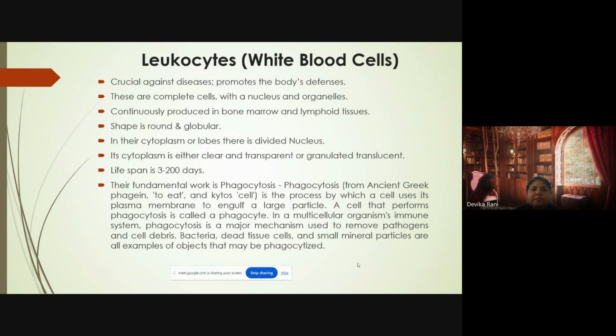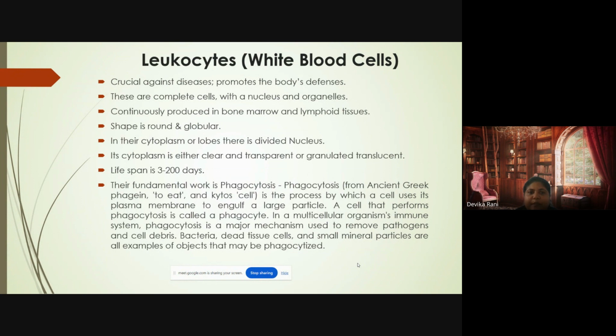Their shape is mostly round and globular. In their cytoplasm, there are lobes which have a divided nucleus. The cytoplasm is either clear and transparent, or they have granules in them and are translucent. Their lifespan is around 3 to 200 days. Their fundamental work is phagocytosis.